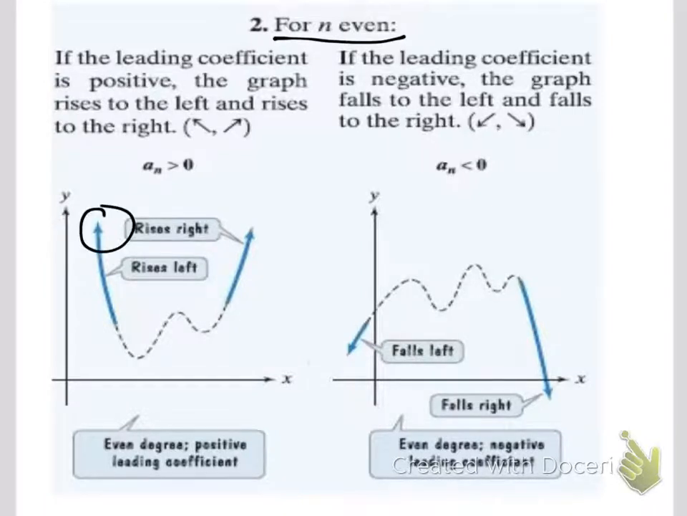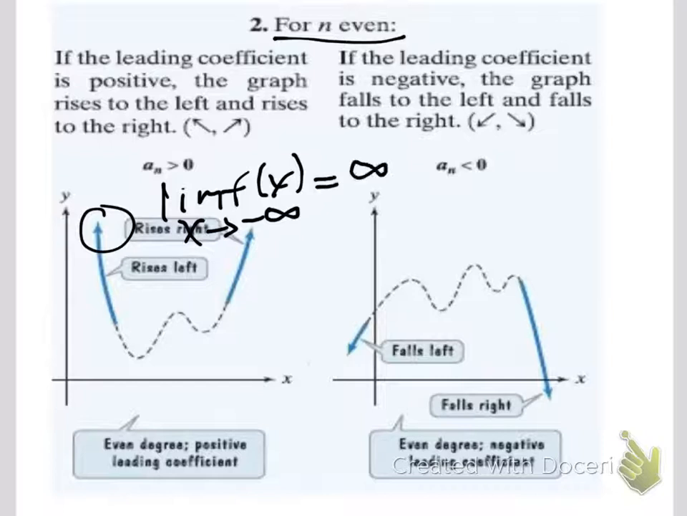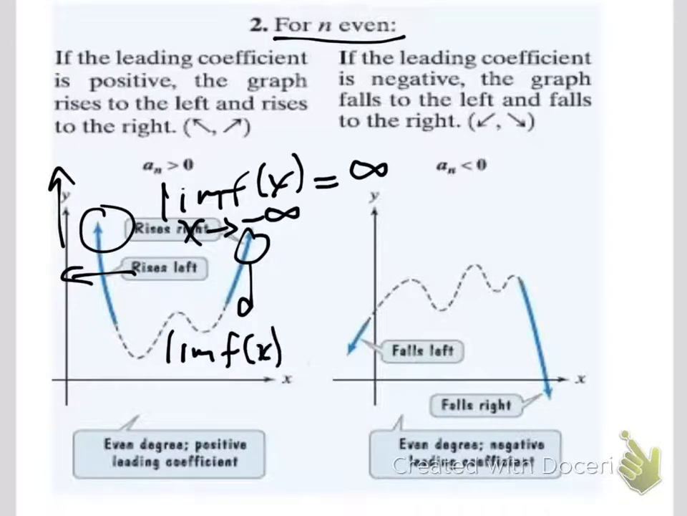So let's write the end behavior here as the limit of f of x as x goes to negative infinity, that equals positive infinity. So as x goes to negative infinity, the graph of f of x is going up. And then here, the limit of f of x as x goes to positive infinity, that equals infinity. Alright, and you guys can do this last one and fill that one in on your own.